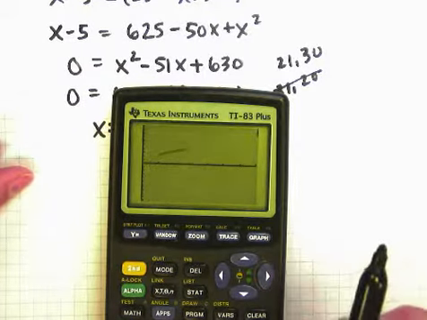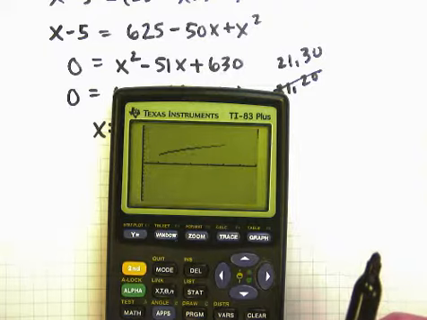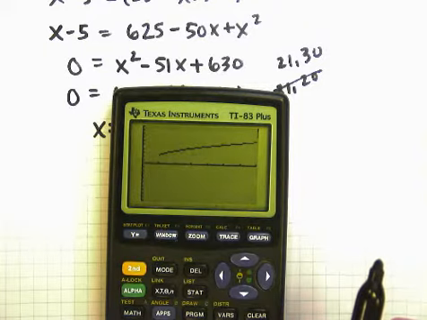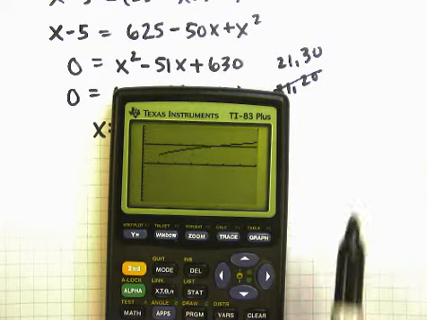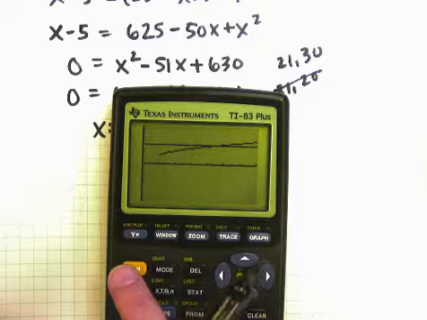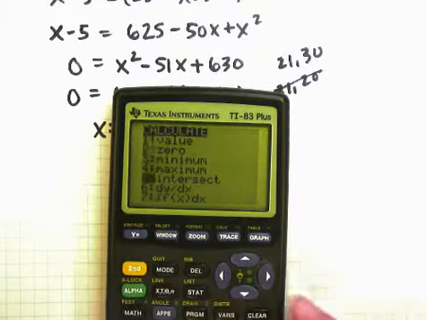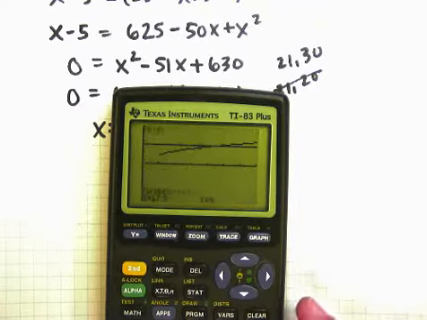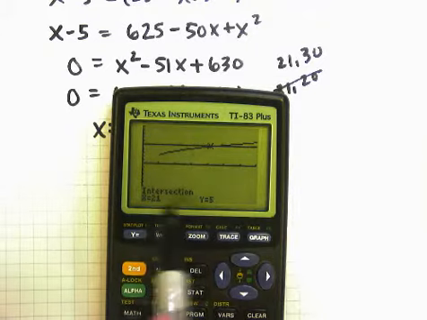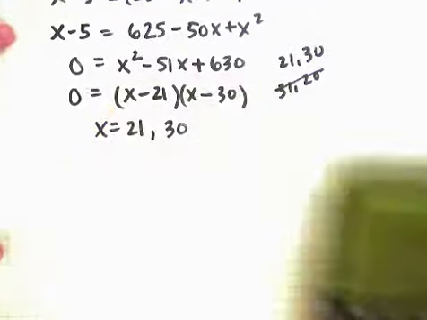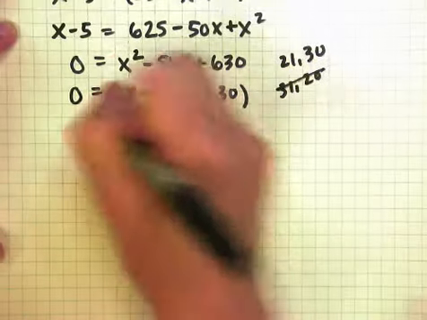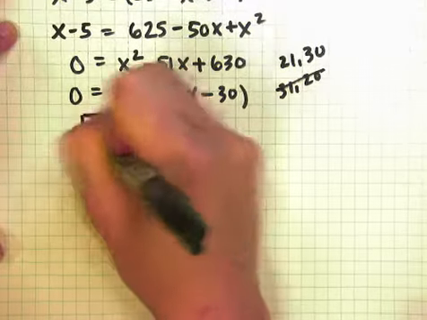And when I graph it, it's either going to cross the graph once or it's going to cross the graph twice. Now here it looks like it only intersects once. So if I hit second trace, intersect, enter, enter, enter, I see that the intersection is at 21, and there is in fact no intersection at 30. That means 30 is an extraneous solution, and x equals 21 is our only answer.